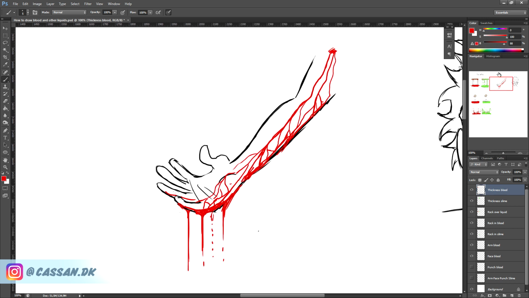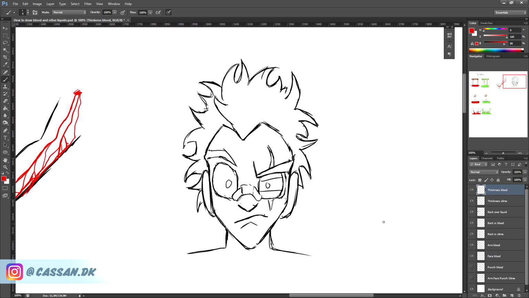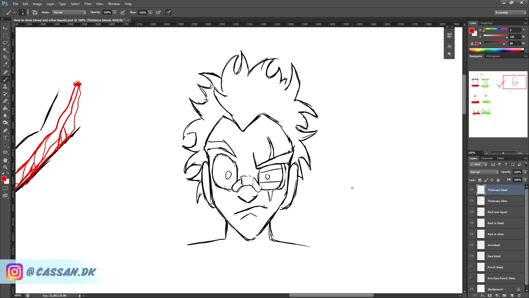I have another example. Let's take this guy's face. He's been beaten up and he's gonna be bleeding a lot. Let's begin up here on his forehead. Blood is pouring down over his face, and I try to follow the shapes I already have. Let's do a bloody nose here. And it just runs and it runs and it runs in streams.